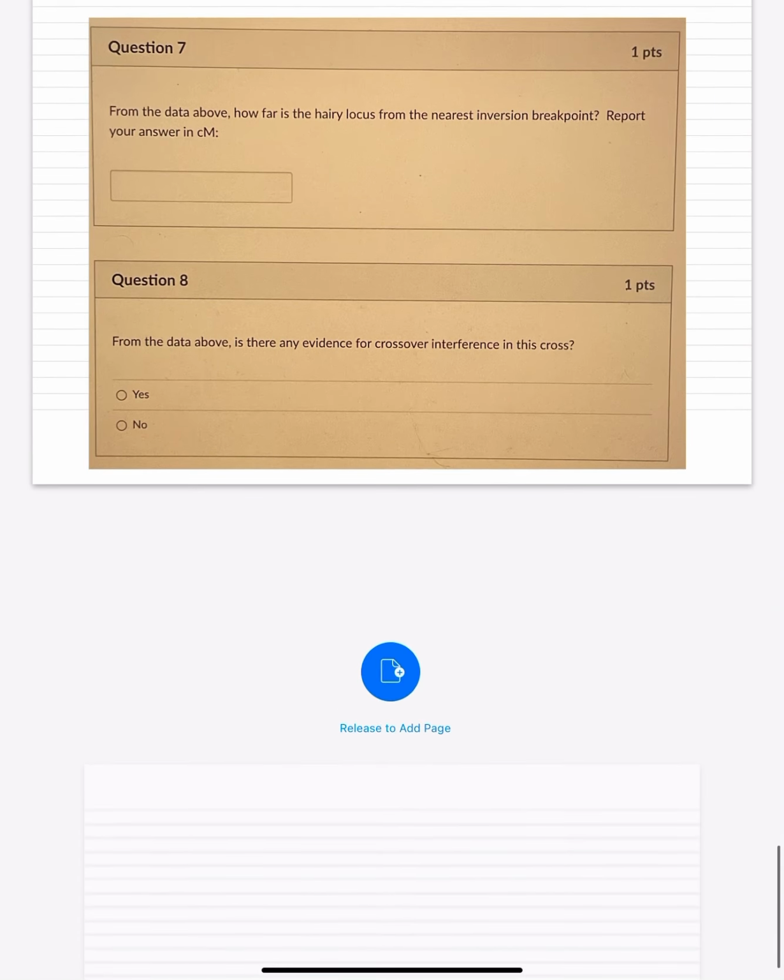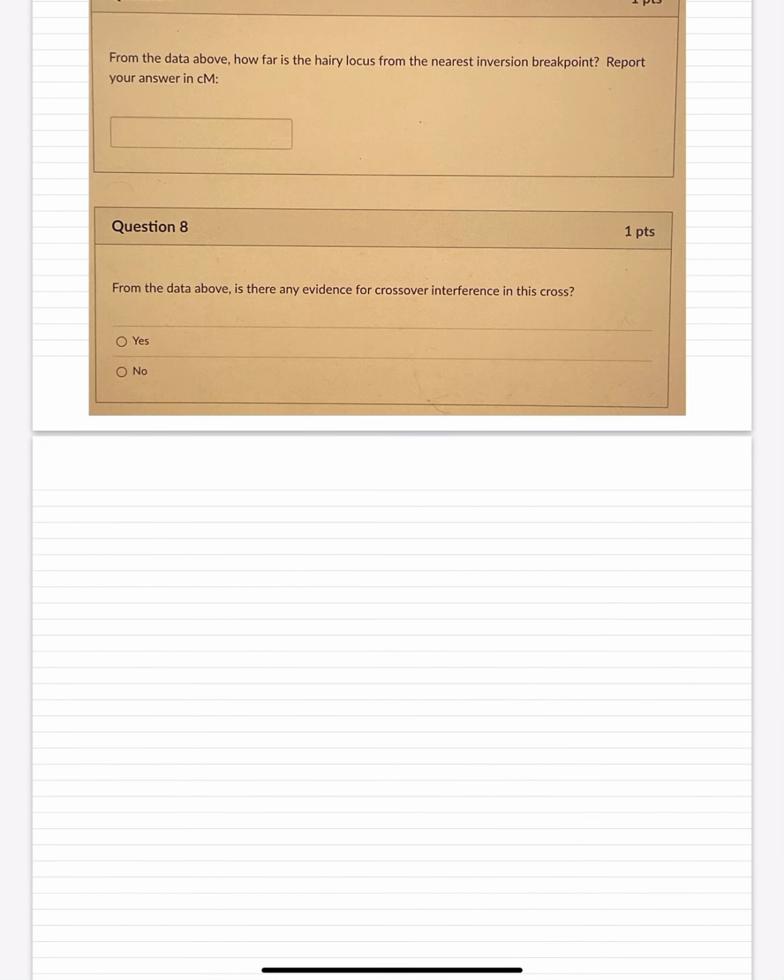All right, let's solve question 7 now. From the data above, how far is the hairy locus from the nearest inversion breakpoint? Report your answer and send to Morgan's.